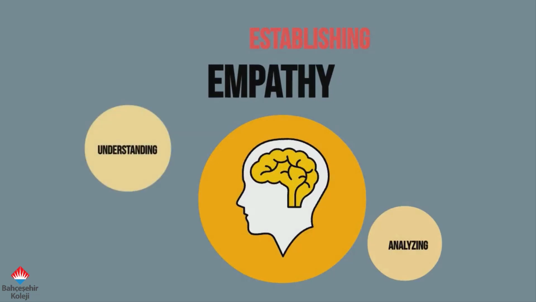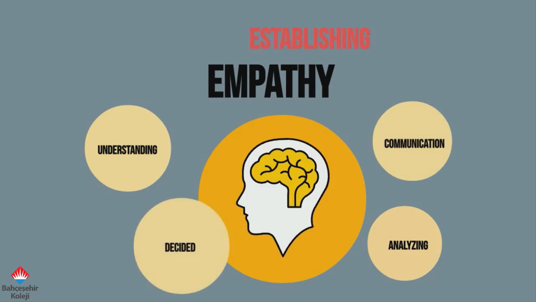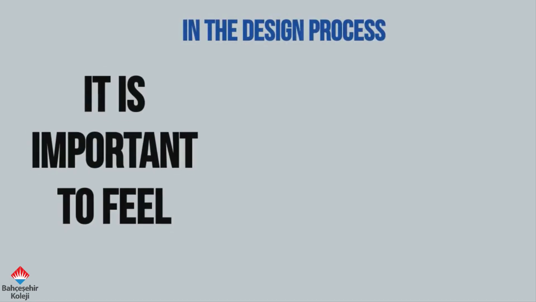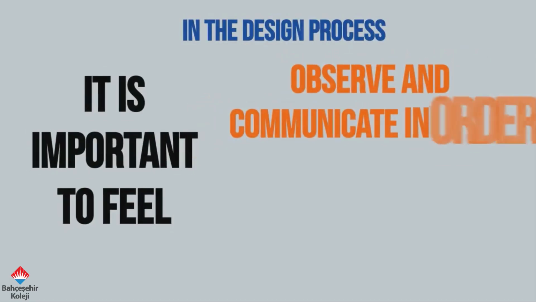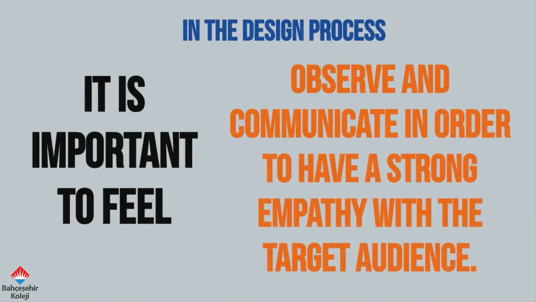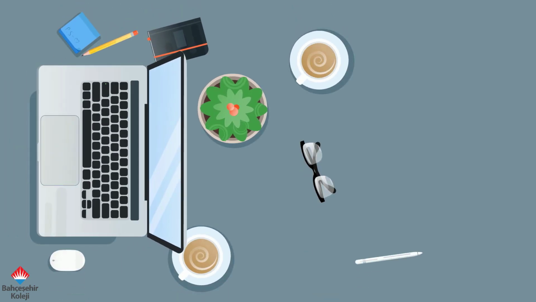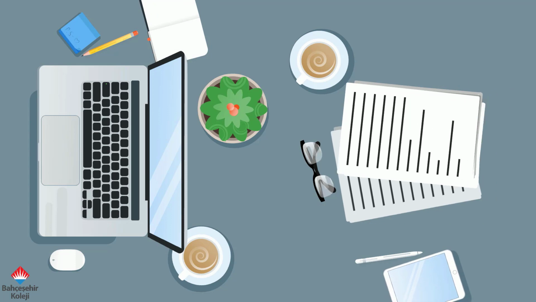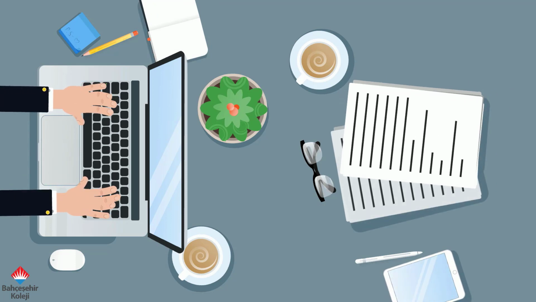Analyzing and understanding a design problem that needs to be solved first will contribute to the quality of the solution. Before understanding the content of the problem being addressed, it must be decided for whom it is being done. In the design process, it is important to feel, observe, and communicate in order to have strong empathy with the target audience. Healthy and strong communication and empathy with the target audience play an important role in listening to the story, understanding the problem and needs, and thinking about the proposed solutions.